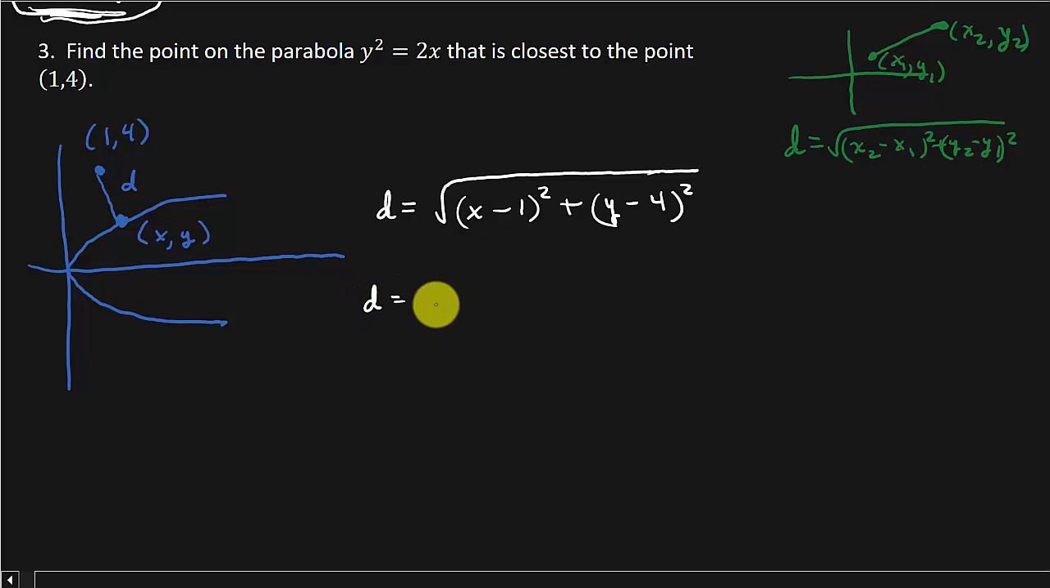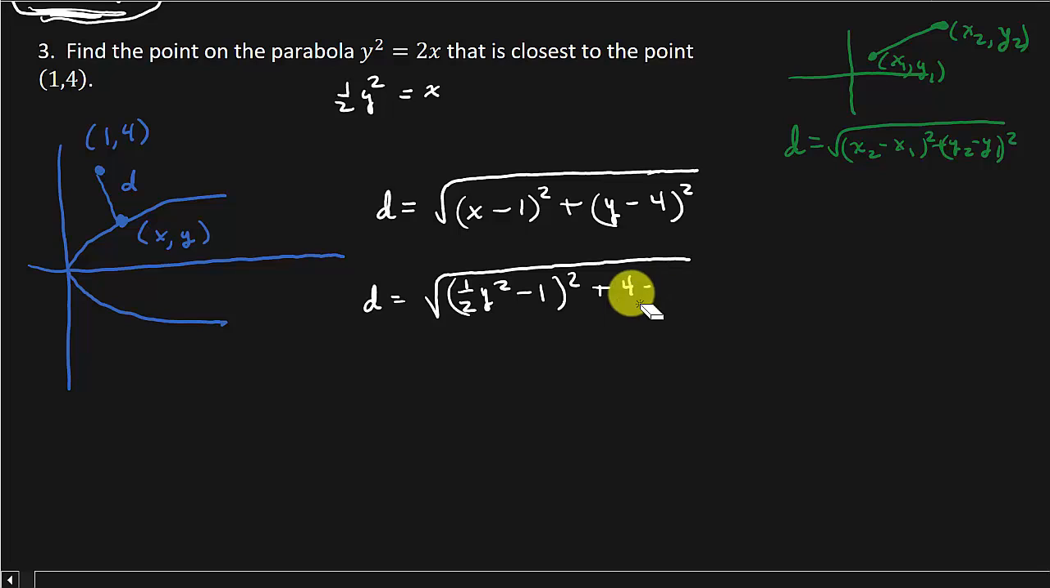So the distance is equal to the square root of 1/2 y squared minus 1 squared plus y minus 4, and then all of that squared. Where did that come from? Well, you can see here x is equal to 1/2 y squared, based on our equation up here, y squared equals 2x. So I'm just replacing the x with this 1/2 y squared.